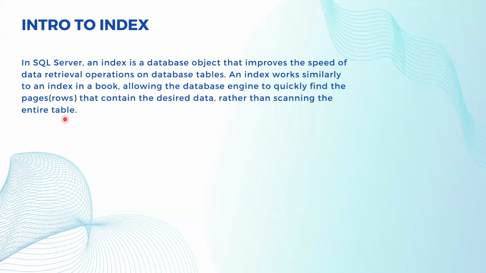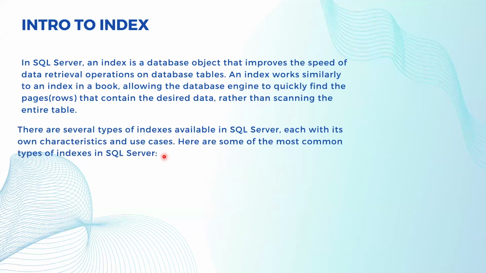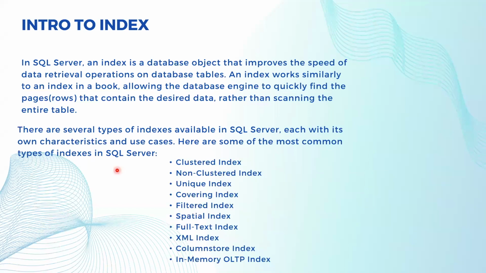So there are several types of indexes available in SQL Server, each with its own characteristics and use cases. Here are some of the most common types of indexes in SQL Server: clustered index, non-clustered index, unique index, covering index, filtered index, spatial index, full text index, XML index, column store index, and in-memory OLTP index. Now we'll discuss the column store index. First, we'll discuss the concept of column store index.